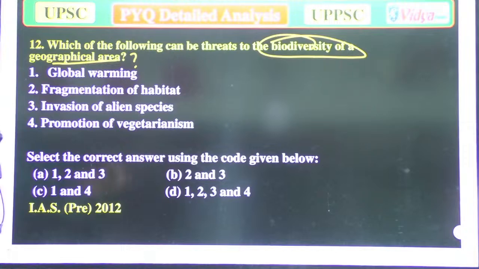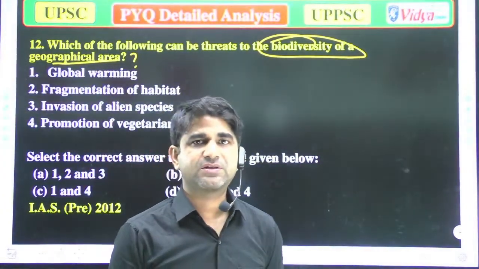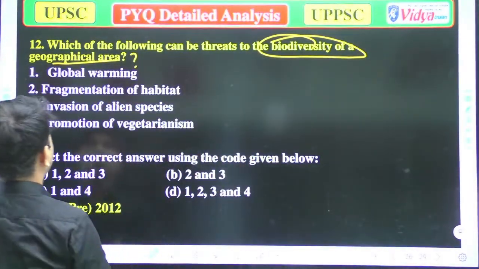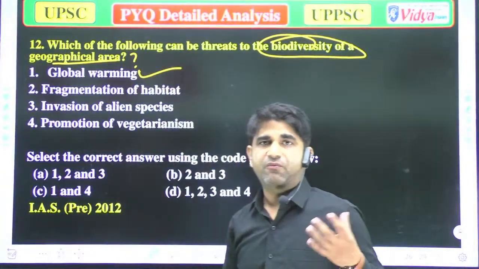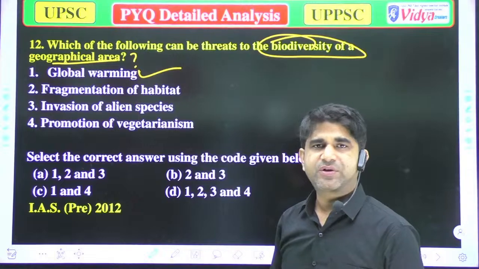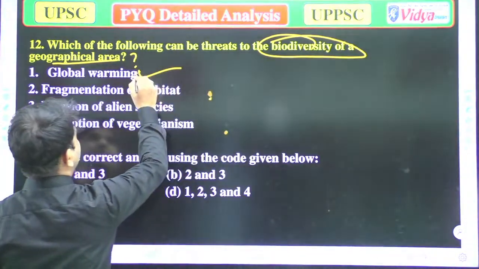Try to attend this question, everyone. Do it fast. Which of the following can be threats to the biodiversity? When we talk about biodiversity, global warming plays a very important role. What are the main causes of global warming? You can say, sir, water vapor. What happens in global warming? You know that the temperature will increase.